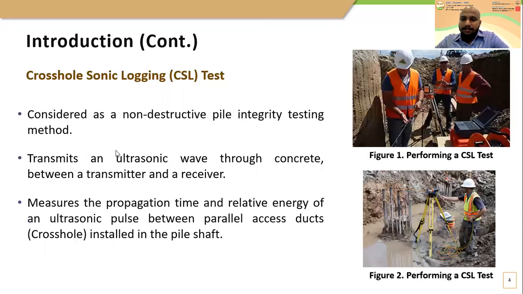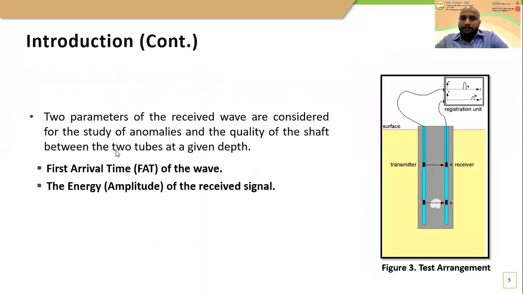The Crosshole Sonic Logging test is a non-destructive pile integrity testing method which is based on the transmission of an ultrasonic wave through concrete between a transmitter and a receiver. First arrival time and the energy of the received wave are considered for the identification of anomalies of the shaft at a given depth in between the vertically installed parallel access ducts of the pile shaft. The waterfall diagram derived from the above parameters is used to identify the anomalous areas in the pile.